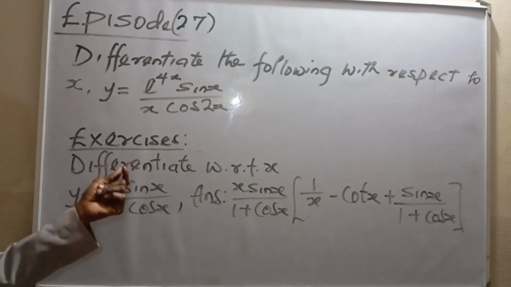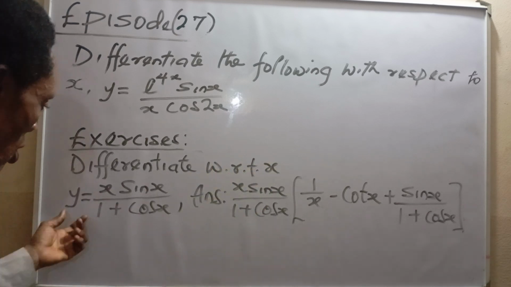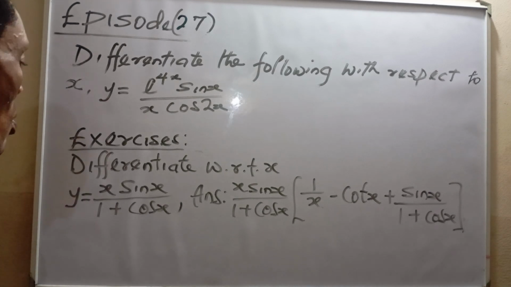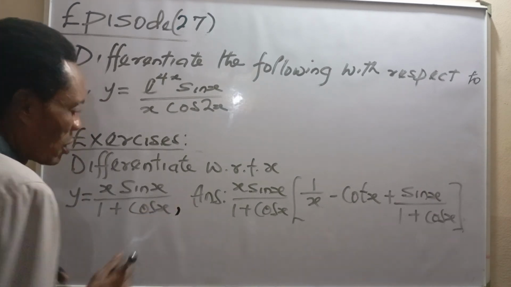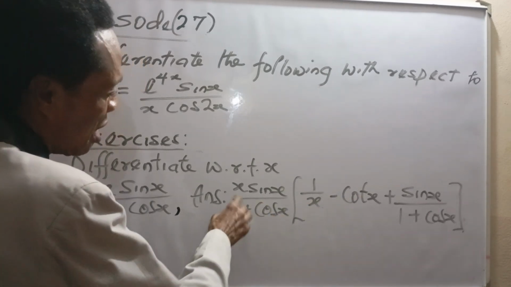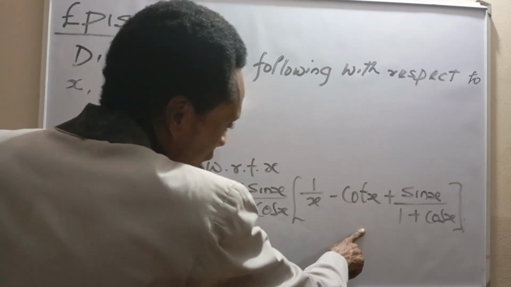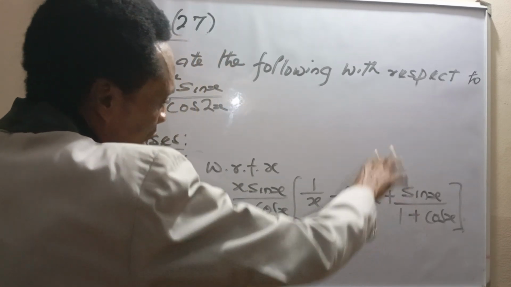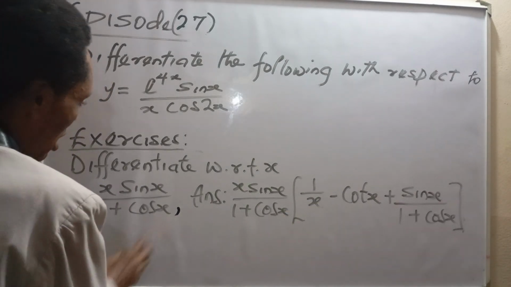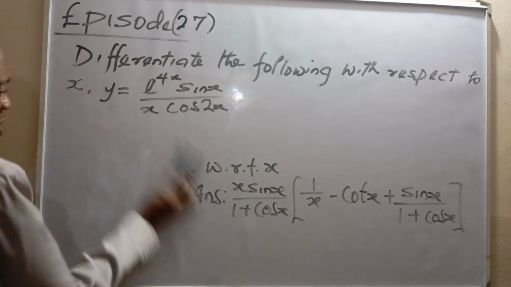So let's come down a little bit. This is x. Differentiate with respect to x. Y equals e^(4x) sin x all over x cos 2x. So the answer to this question is this: x sin x all over 1 plus cos x, open bracket, reciprocal of x minus cos x plus sin x all over 1 plus cos x, close. This is the answer to this. So take note. So let's start.